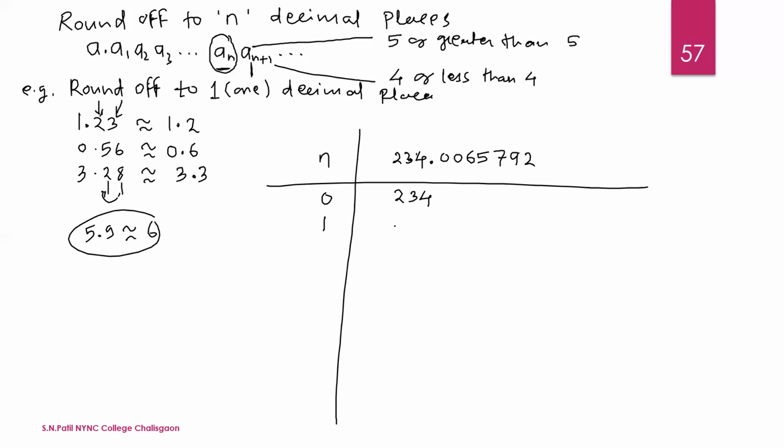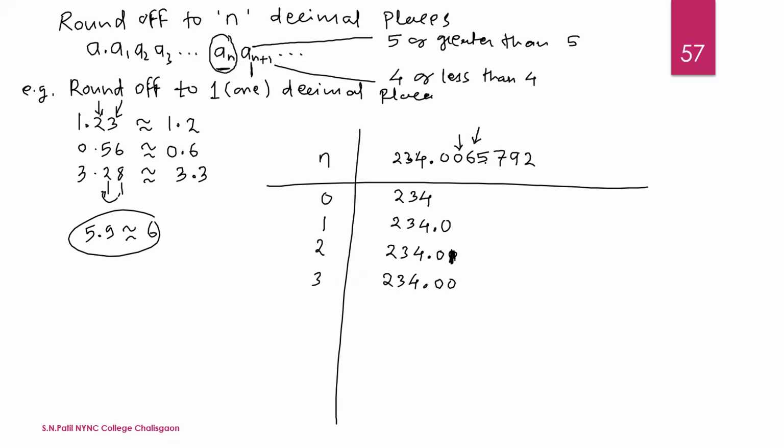Now round up to 1 decimal place, that is 234 point. This is the first place and the second place is less than 4. So keep the first place as it is. Now round to the second place, 234.0. Write the two places now. See here, this is the second place, and we round up the second place. Now think over the third place, which is greater than 5. So here add 1, it becomes 234.01.